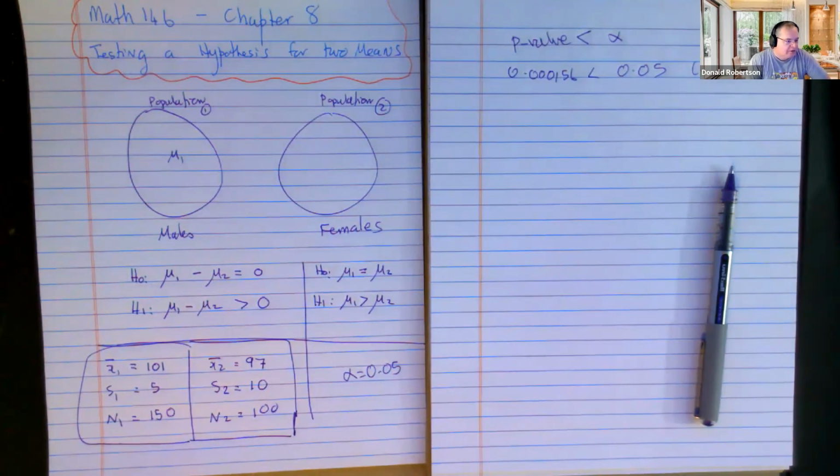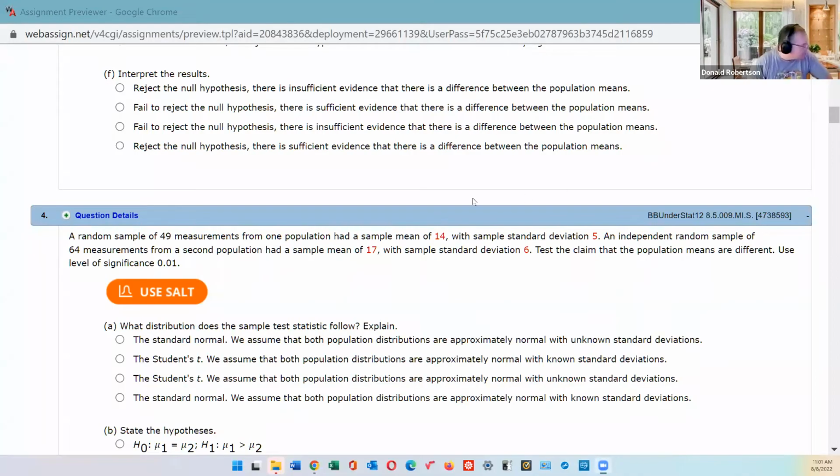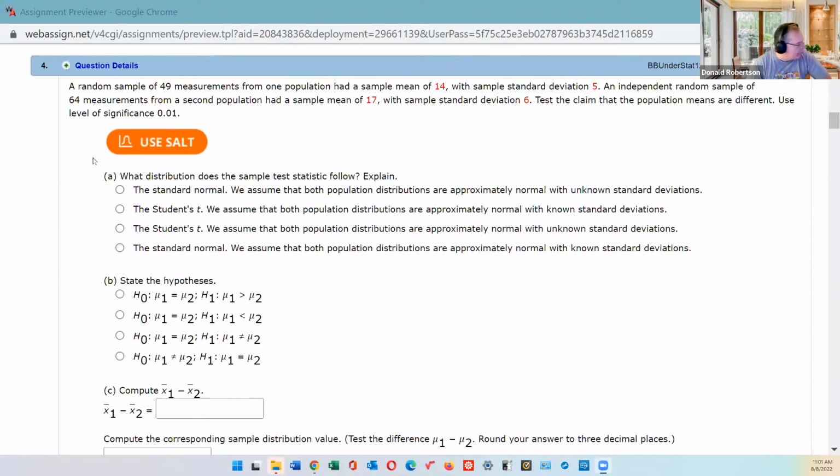Right, so let me zoom over and do a version of this from WebAssign, and then I'll pick a couple of my own up, whatever time we've got left. So here's our story. A random sample of 49 measurements from one population, so I better write that down because I'll lose track of it, is 14. The standard deviation is 5. How many was that? Was 40? Okay, so that was 49.